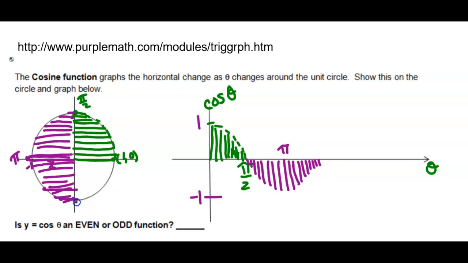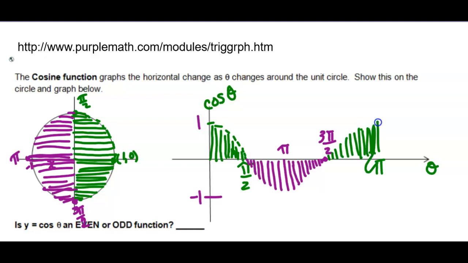And then as we move into quadrant 4, here we are at 3 pi over 2, and we didn't have to go left at all. So that was 0. But then as we move back into this quadrant, our left-right length is very short, but getting longer, and it's going right, which is a positive direction. It keeps getting longer until it gets back to 1. So our left-right length was getting longer and longer until it got to 2 pi, at which point it was back to 1.